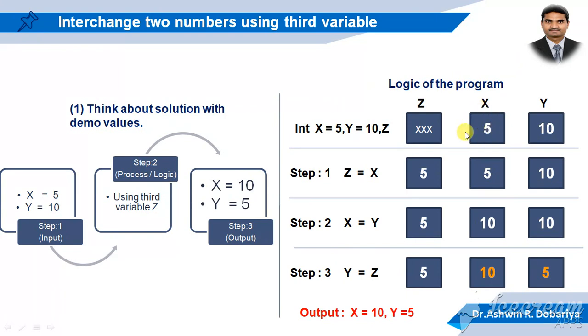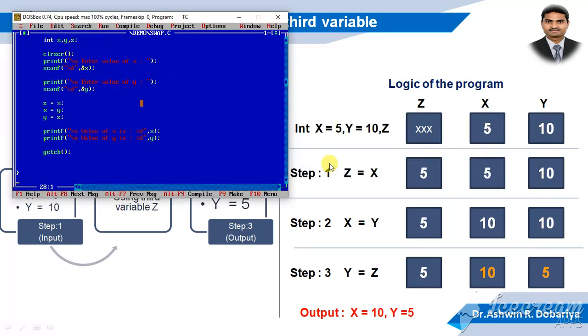Now see, here at the starting stage x is 5. After the execution of all these three statements, x becomes 10, and the value of y becomes 5. So it is an interchange. This is the way you can think about the logic of a C program. These are the three steps of the logic of this program, and before that we have to input two numbers from the user. So let's see how we can write the same program in Turbo C.